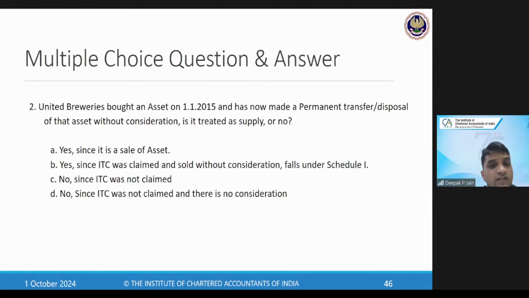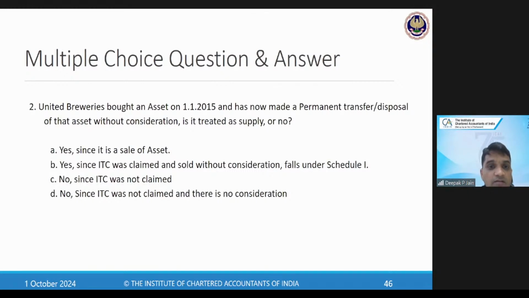You have to mention why it is no, you don't have to pay GST, because of course there is no consideration. But when you had purchased, did you claim the ITC or not? That is very important. No consideration, fine, Kushi. Is just no consideration fine, or should we fall back to Schedule 1? In Schedule 1, we say even if there's no consideration, GST is payable.